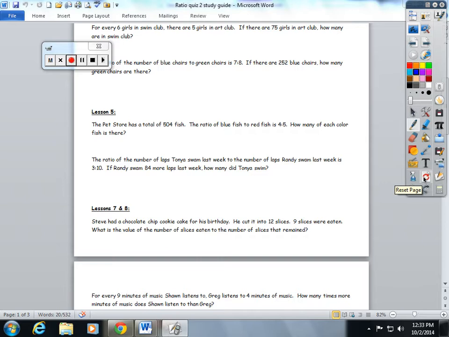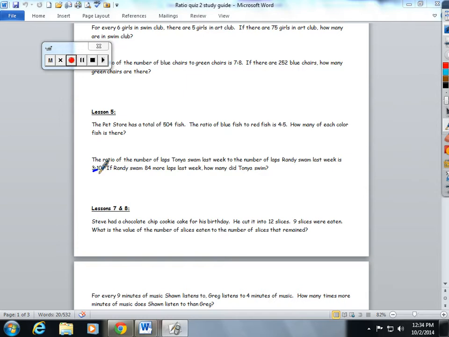Okay, so the second problem says the ratio of the number of laps Tanya swam last week to the number of laps Randy swam last week is 3 to 10. Randy swam 84 more laps last week. How many did Tanya swim? So, I'm going to underline 3 to 10 and 84 more laps.